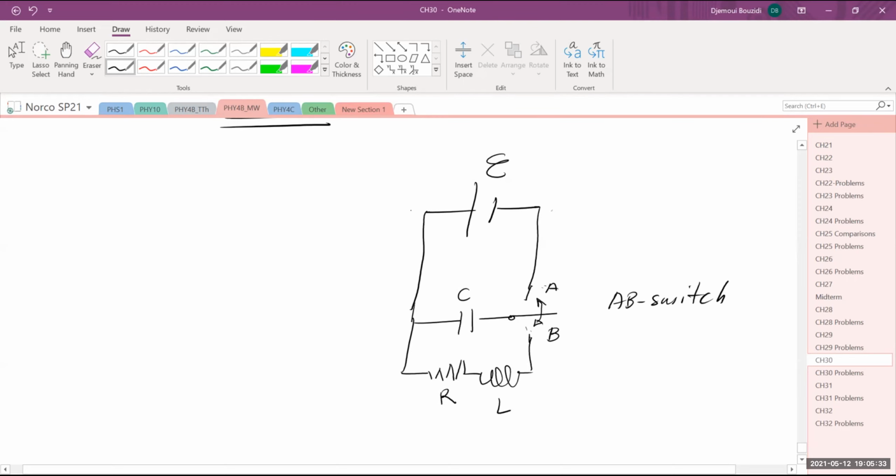Okay, so again, this is the EMF, this is a capacitor, this is R and L. So this is what we're going to do at t equal to 0. We're going to throw the switch in the position A.